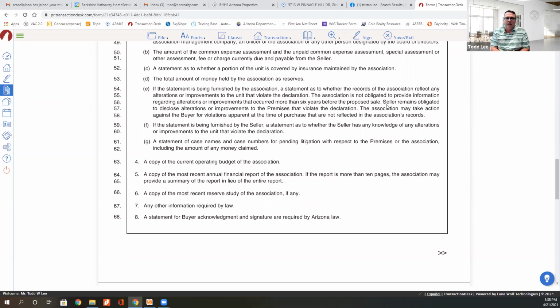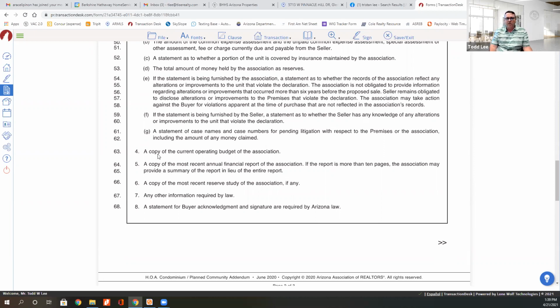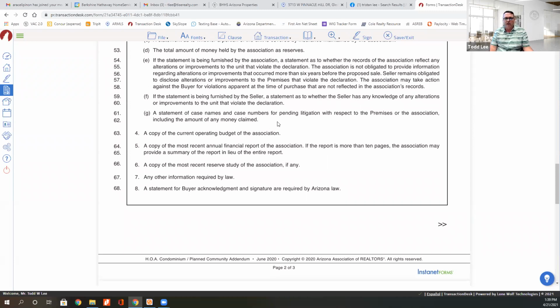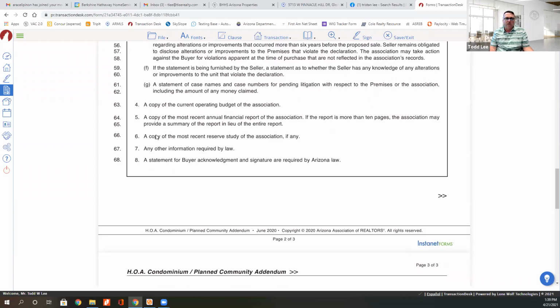So just because it hasn't been recorded doesn't mean that it's not a violation, and they can still come back after the buyer. If a statement is being furnished by the seller, a statement as to whether the seller has any knowledge of any alterations to the unit that violate the declaration, and a statement of case names and case numbers for pending litigation. A copy of the current budget, a copy of the most recent financial report. If the report is more than 10 pages, the association may provide a summary of the report in lieu of the entire report.